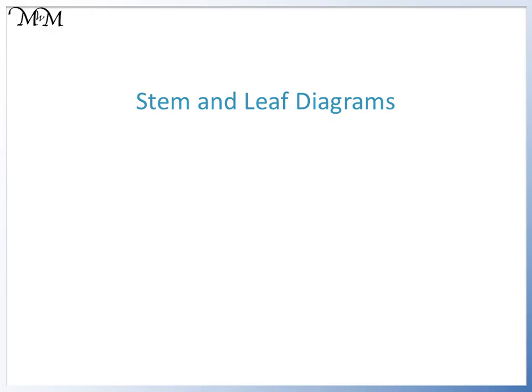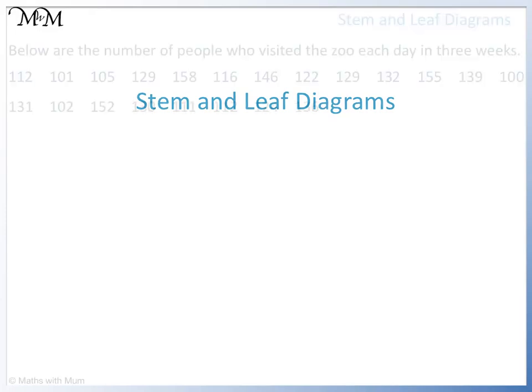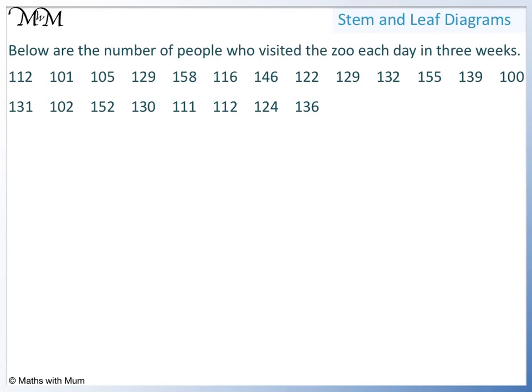Hi and welcome to our lesson on stem and leaf diagrams. Below are the number of people who visited the zoo each day in 3 weeks. Draw a stem and leaf diagram to represent this data.